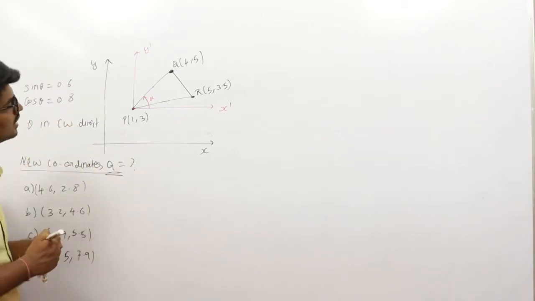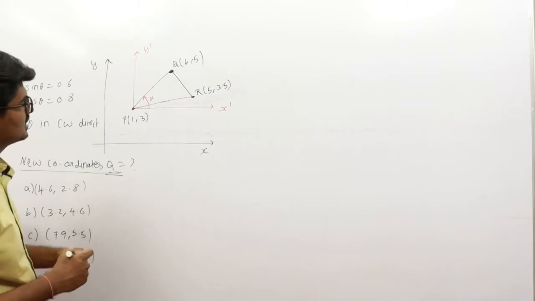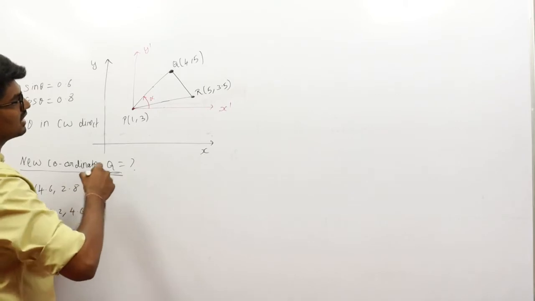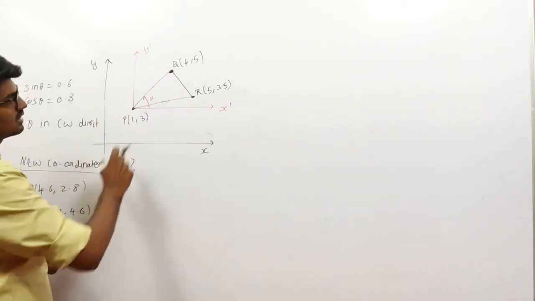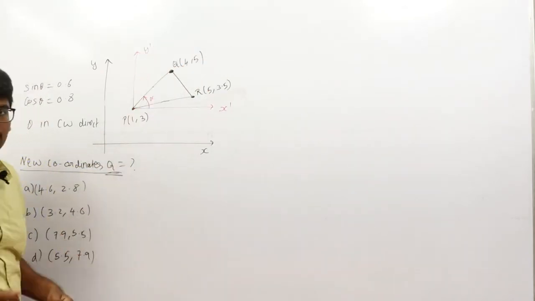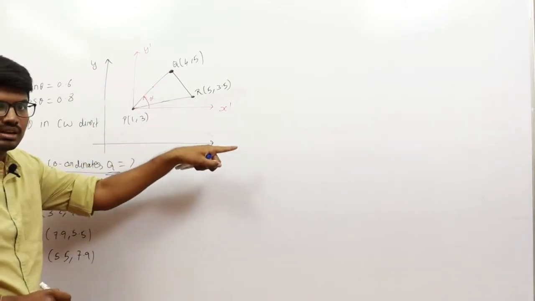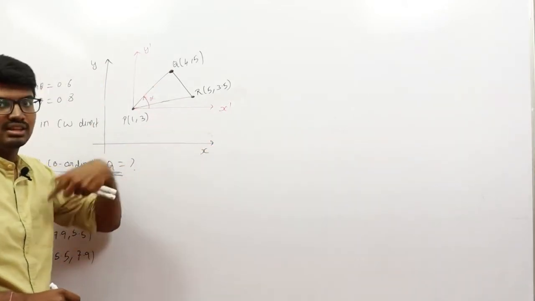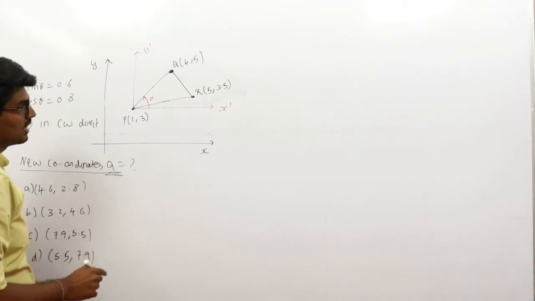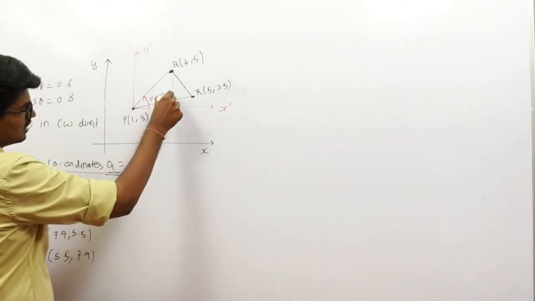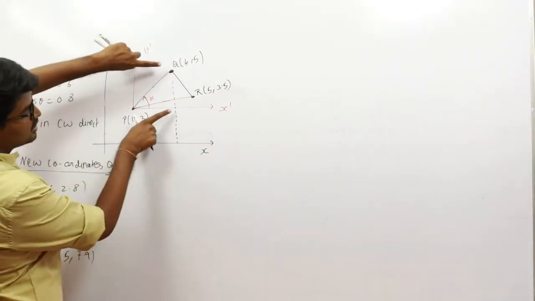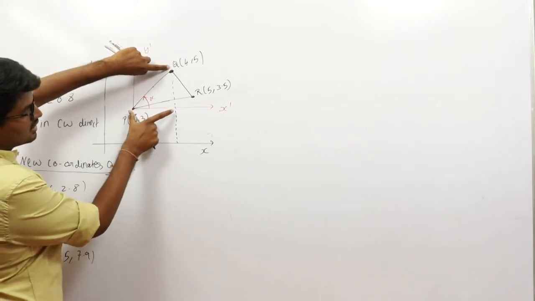Now how to find out alpha? If you observe properly, this alpha can be determined by using these two coordinates. In the last case, what I did, tan alpha was equal to opposite by adjacent. Now also the same logic. I will just draw a dotted line here. This total is going to be my opposite, and adjacent is this total.